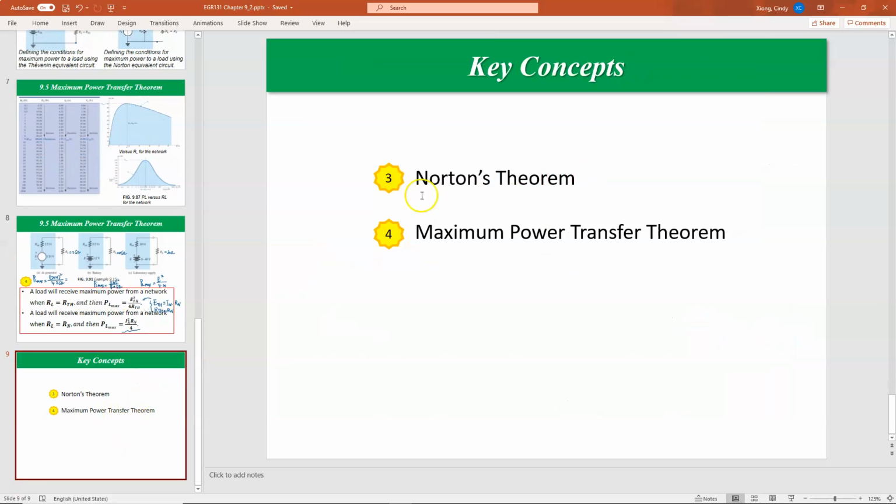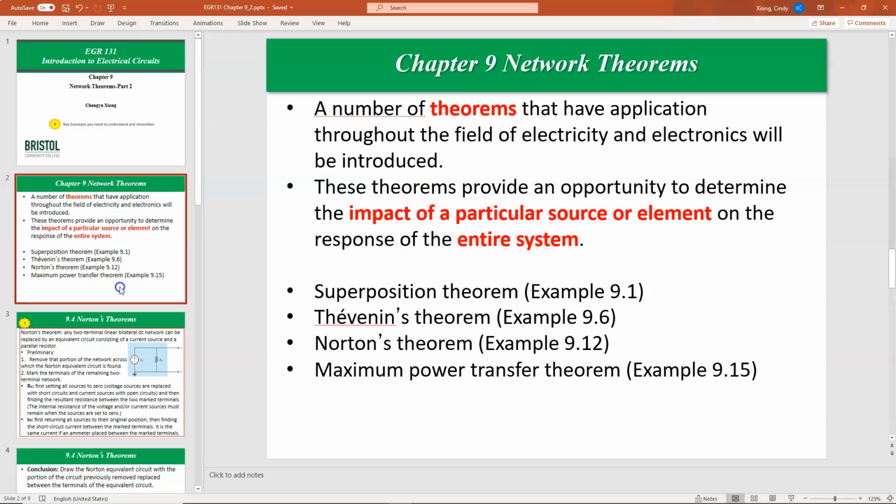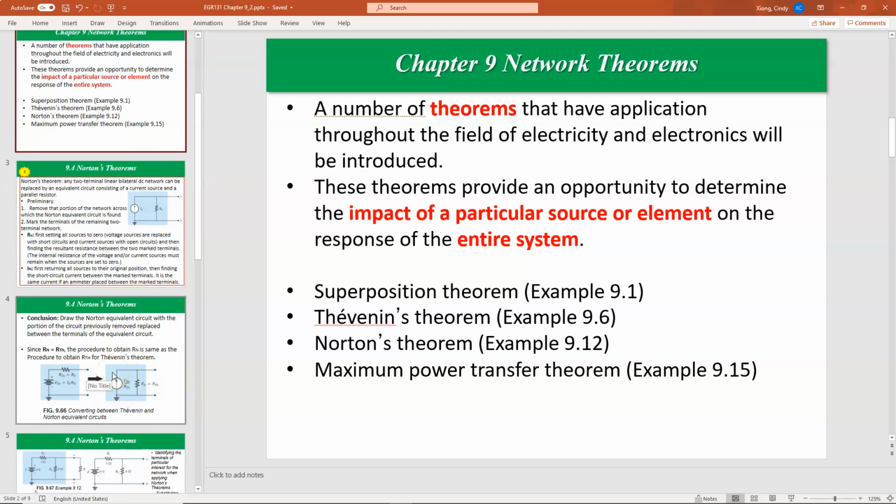After this chapter 9, you need to totally understand these theorems: the superposition theorem, the Thevenin theorem, the Norton equivalent theorem, and the maximum power transfer theorem. Our final exam will be like this, a little bit more difficult than the simplest examples we have for this chapter. You might need to use something you already learned from chapter 1 to chapter 8.